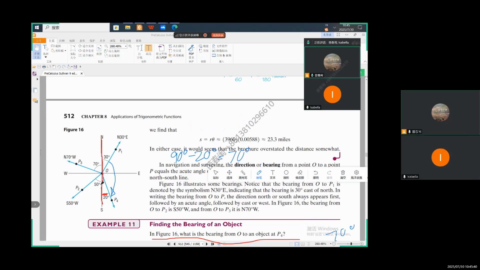So it's south of east 20 degrees, right? That's the bearing from O to P4, right? Yeah. So south 20 degrees east, right? Does that make sense? Yeah, okay.